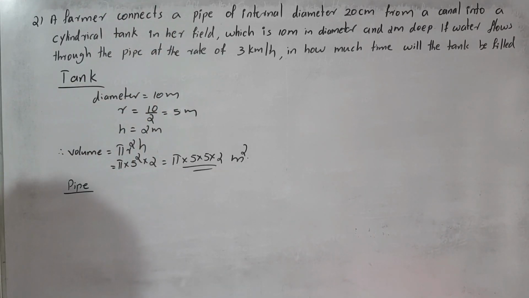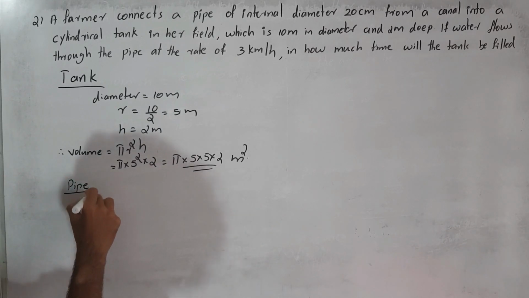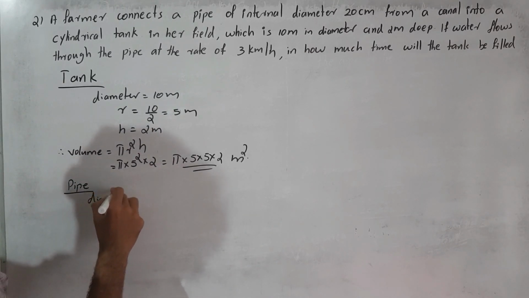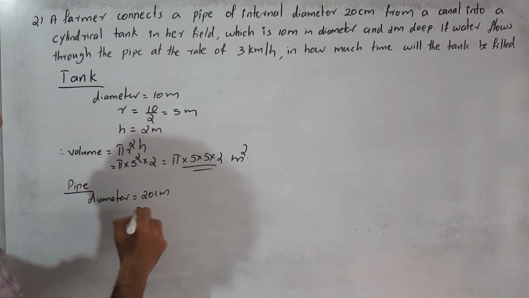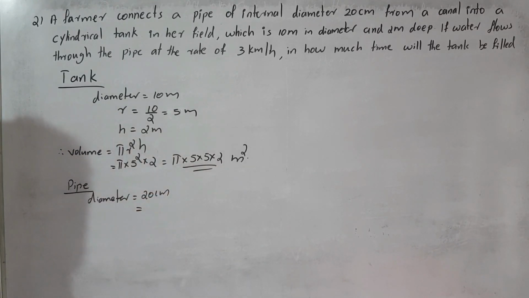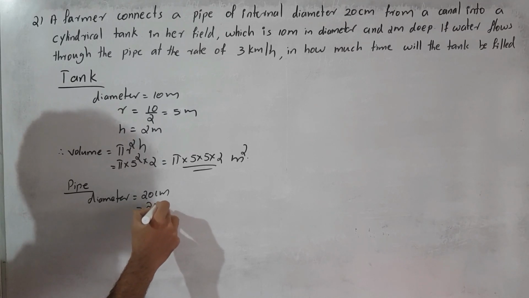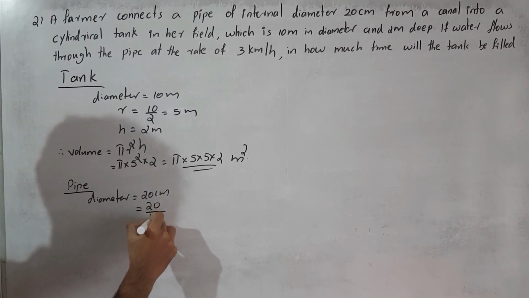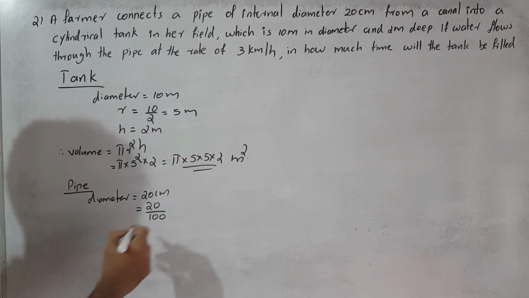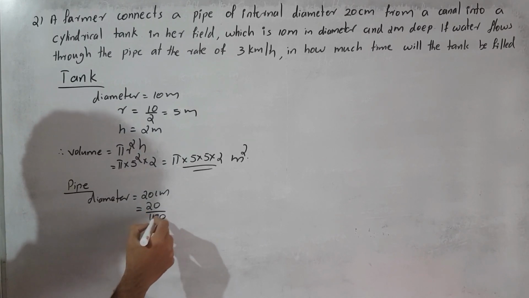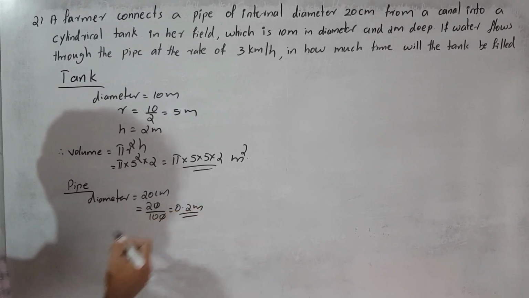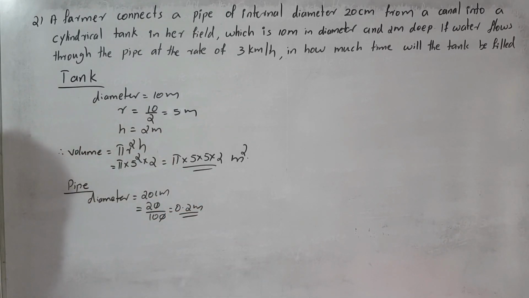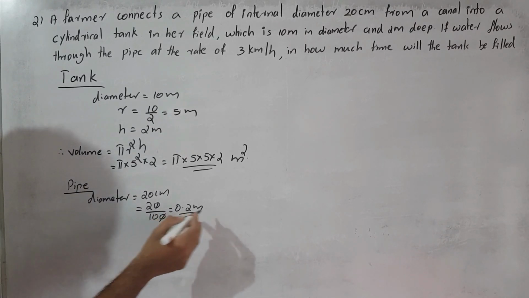Then pipe, what is the diameter? Diameter is equal to 20 centimeter. Then how do we convert 20 centimeter in meter? Then 20 by 100 meter. Correct. 20 by 100. Then it's possible to divide. Then what we get? 0.2 meter. Correct. Then the diameter is 0.2 meter.